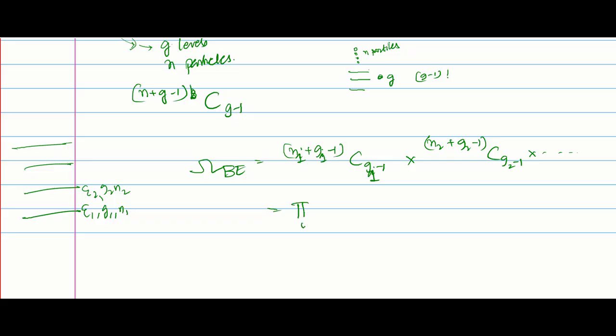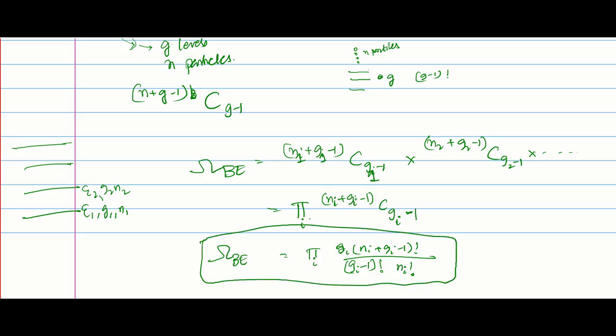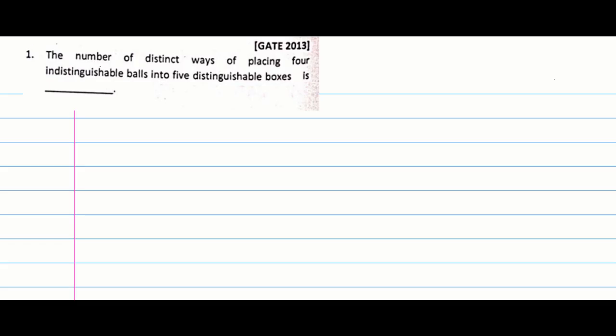So we can write this as the product over i of (Ni plus Gi minus 1) C (Gi minus 1), which is again the product over i of (Ni plus Gi minus 1) factorial divided by (Gi minus 1) factorial into Ni factorial. This is the answer. Okay, so let's do some questions.